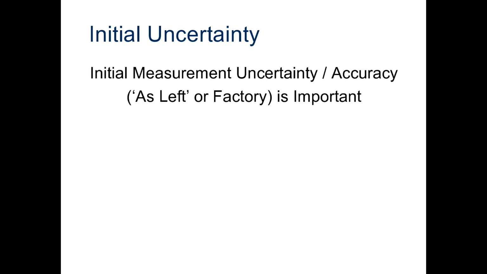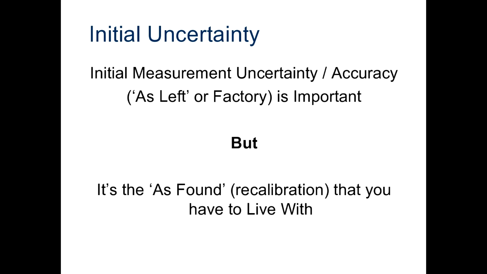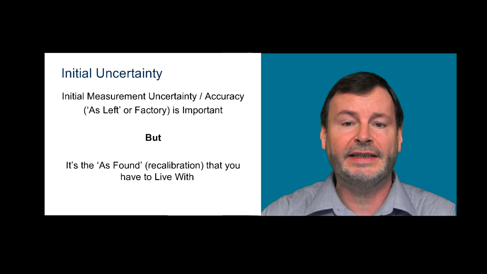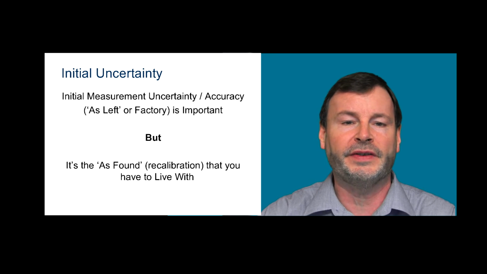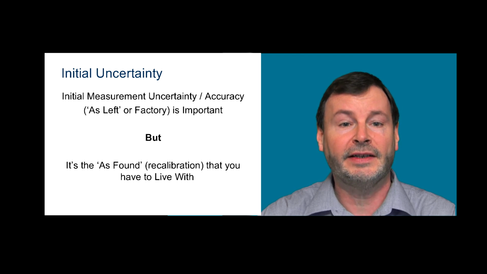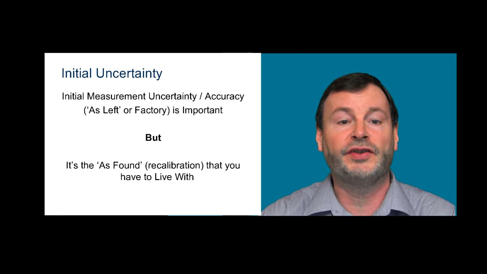Initial measurement uncertainty, or accuracy, is, of course, very important to any measuring device. This is the accuracy that's obtained right after a calibration, or what I like to call fresh from the factory. While it's important, it's the as found or the recalibration accuracy or uncertainty that really you have to live with. One always has to ask, what would you have to do in your process or with your materials or system if you were to find that after recalibration, a sensor is considerably out of tolerance, that it's drifted?